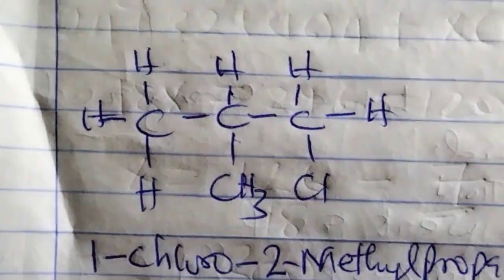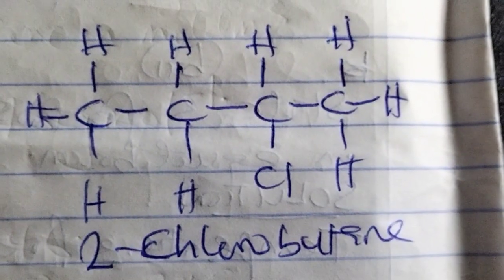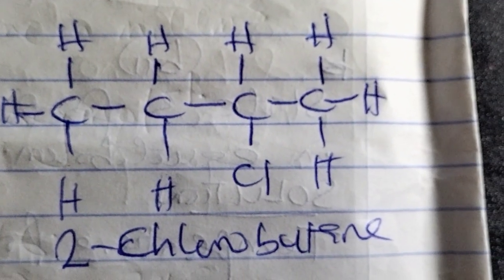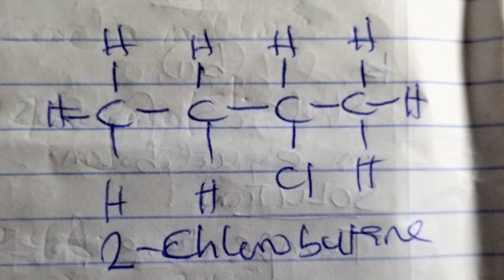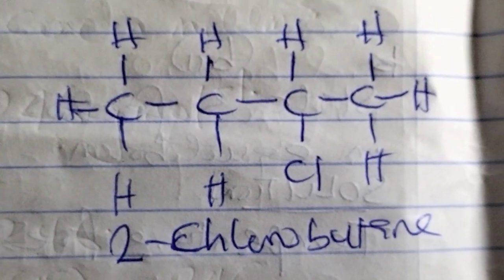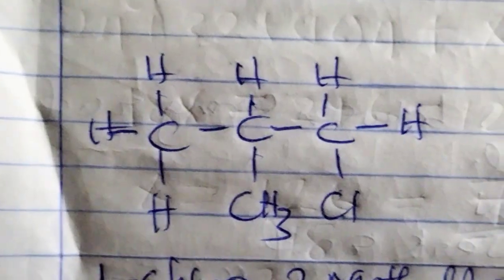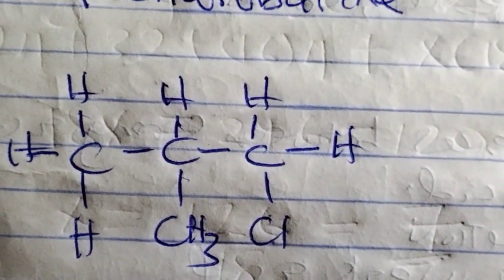The next one, you see, the chlorine has been shifted from number 1 carbon on the right hand side to the second carbon. You can see the difference. So 2-chlorobutane, second structure.